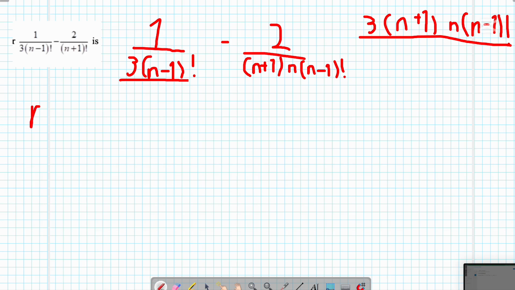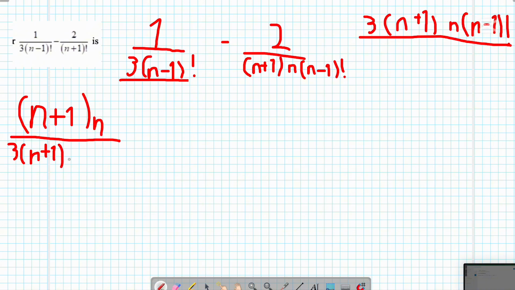So (n plus 1) times n over 3 times (n plus 1) times n times (n minus 1) factorial.